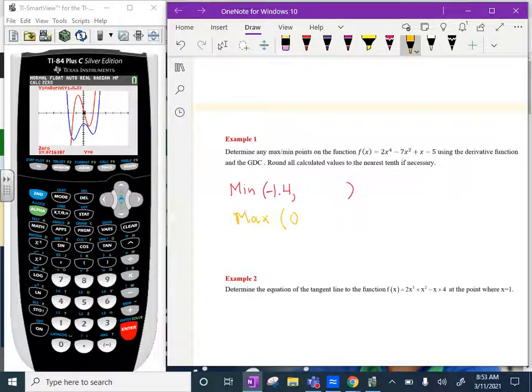0.07, so 0.1, since it said nearest tenth. And then my last min.